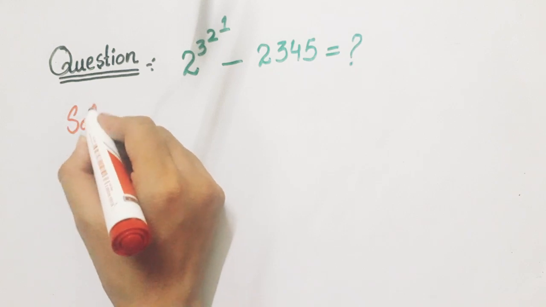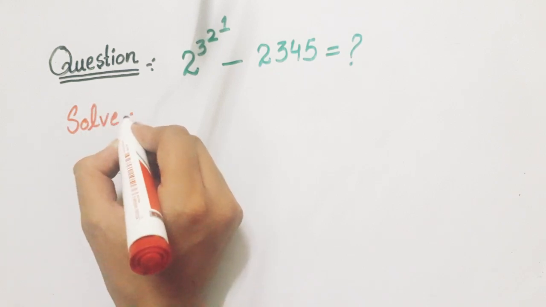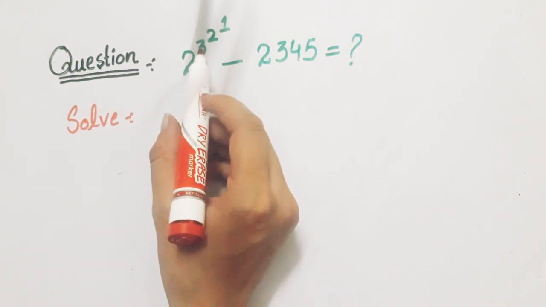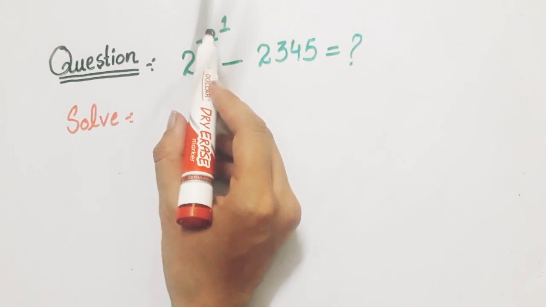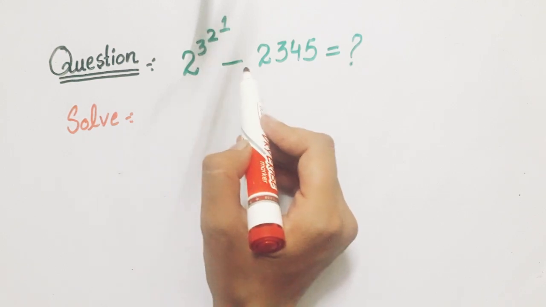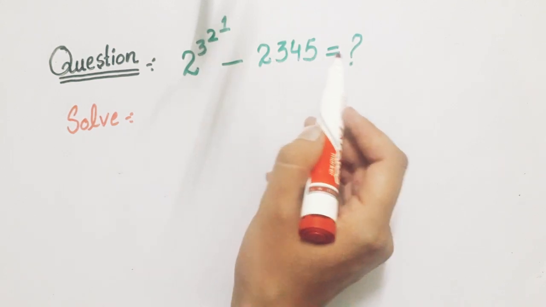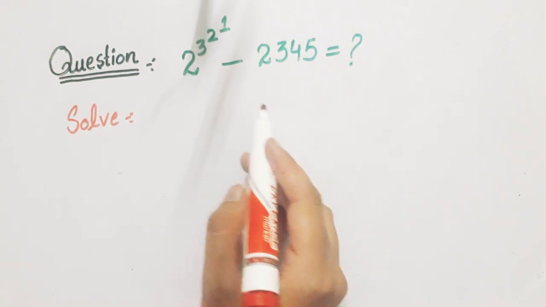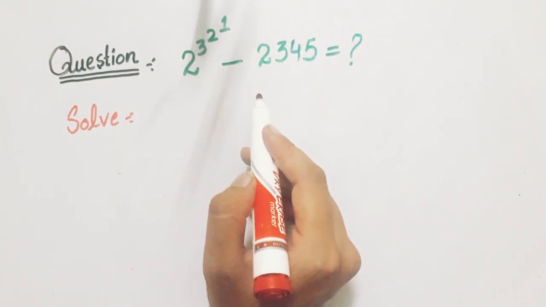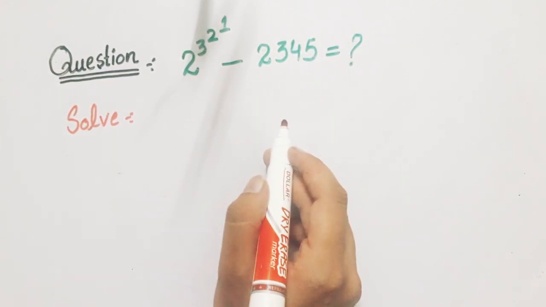Today we are going to solve a very interesting question: 2 raised to power 3, raised to power 3 raised to power 2, 2 raised to power 1, minus 2345 equals to what? We will solve this exponential question without using a calculator.